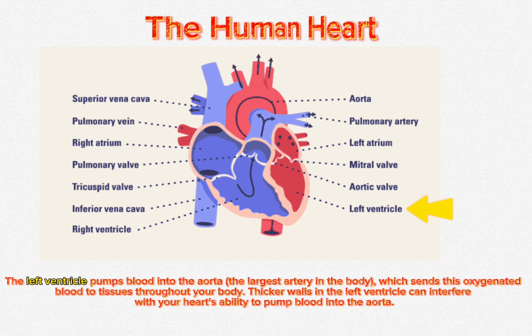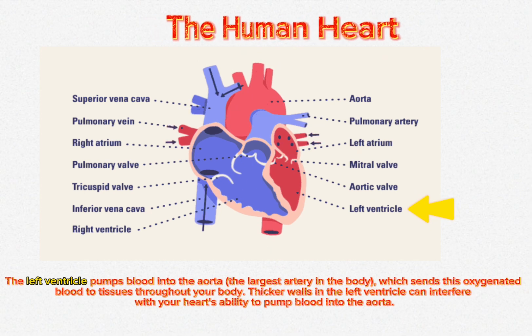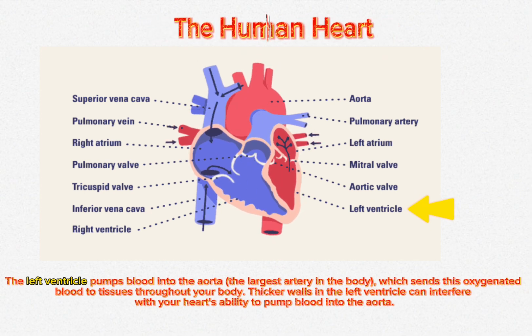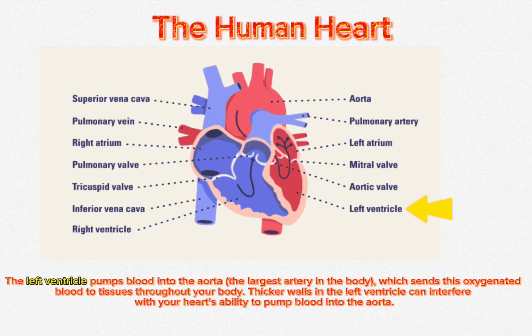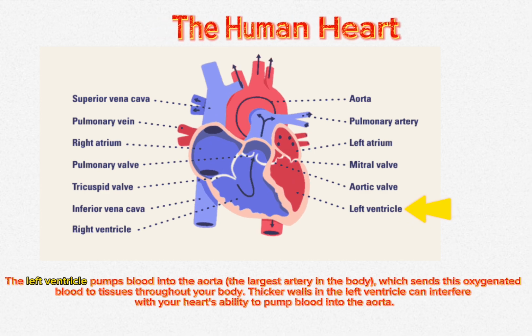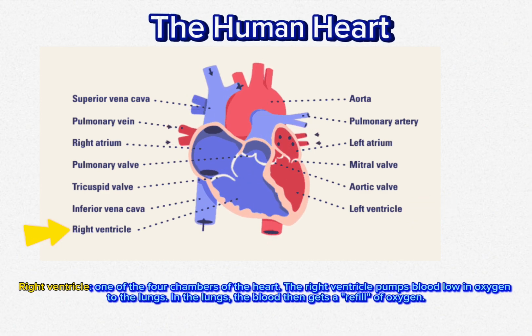The left ventricle pumps blood into the aorta, the largest artery in the body, which sends this oxygenated blood to tissues throughout your body. Thicker walls in the left ventricle can interfere with your heart's ability to pump blood into the aorta. Right ventricle, one of the four chambers of the heart.